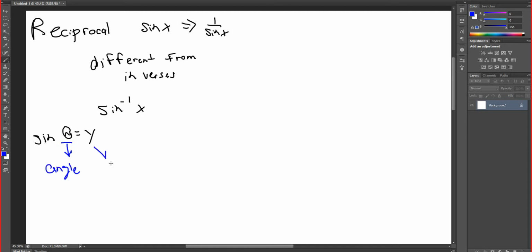And then our y is just, in this case, a proportion from our unit circle. This is technically y over 1, where 1 is our radius. So our input for this is our angle, and then our output, or what we get from the function, is the proportion.